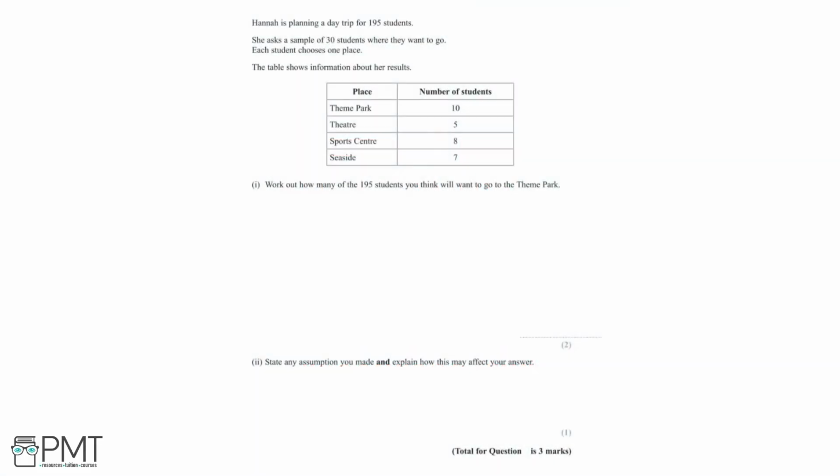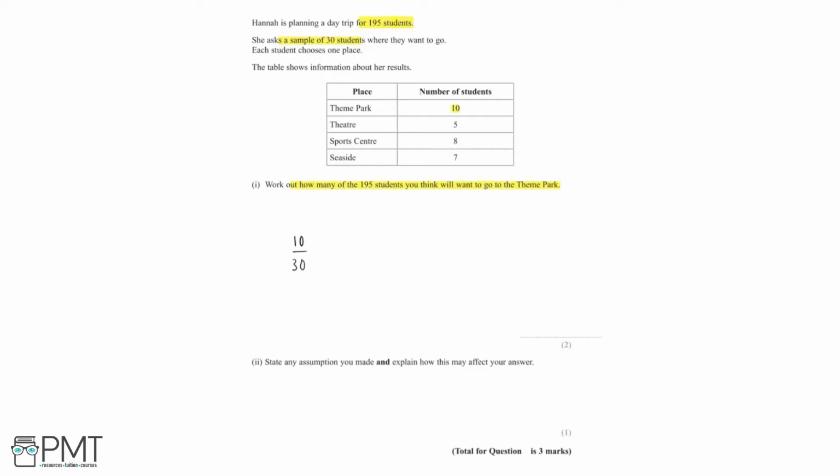In this question, we're told that Hannah is planning a trip for 195 students. She asks a sample of 30 students where they want to go, and each student chooses one place. Now the table below shows information about her results. And now we need to work out how many of the 195 students you think will want to go to the theme park. Now looking at our table, we can see that 10 students out of a sample of 30 students want to go to the theme park.